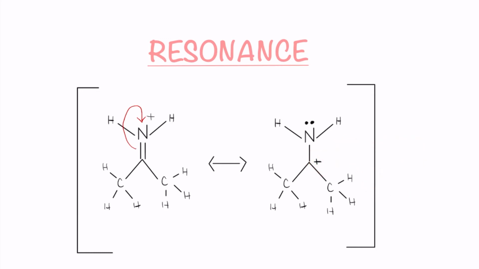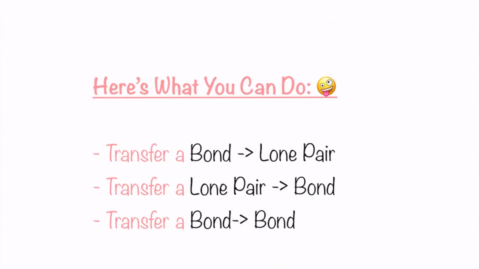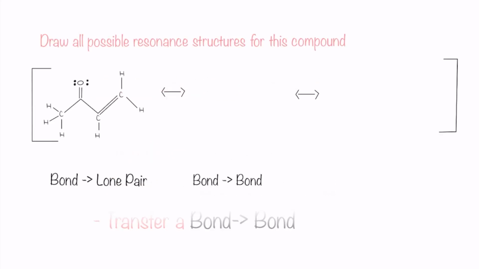So one more thing I want to point out before we begin is that there's always a conservation of charge. So notice here in the beginning how our structure was positively charged. And when we drew a new resonance structure, it was also positively charged. It's just that the charge moved. And so we always have that conservation of charge. So there's a few rules to this resonance game. In the last example, we transformed a bond into a lone pair. But you can also transfer a lone pair into a bond and a bond into another bond. So let's go ahead and give that a try.